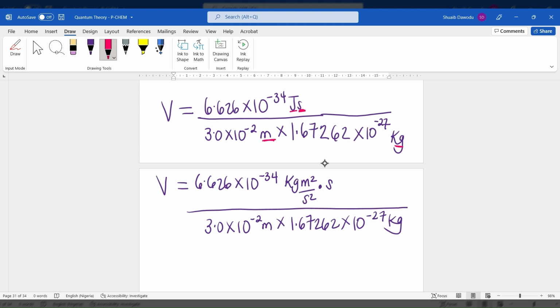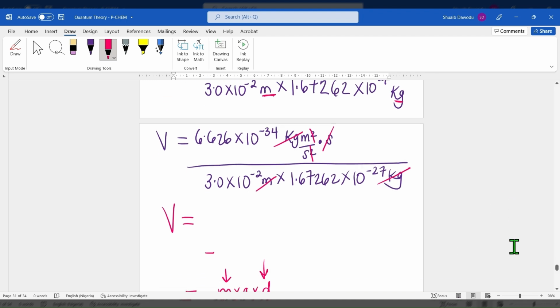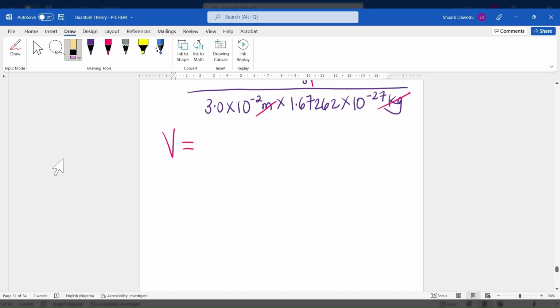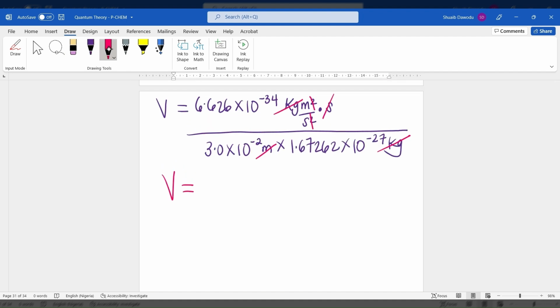So you cancel out kilogram, cancel out meter square, cancel out meters, cancel out seconds. So the velocity ends up just becoming 6.626 times 10 to the power of negative 34 divided by 3.0 times 10 to the power of negative 2 times 1.67262 times 10 to the power of negative 27. When you do all of that, you end up getting 1.32048 times 10 raised to the power of negative 5 meter per second.